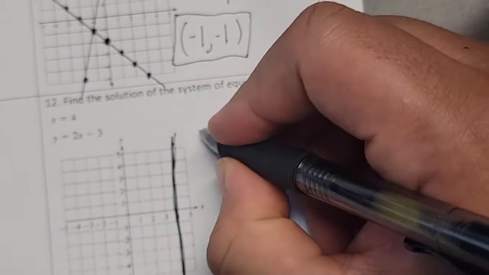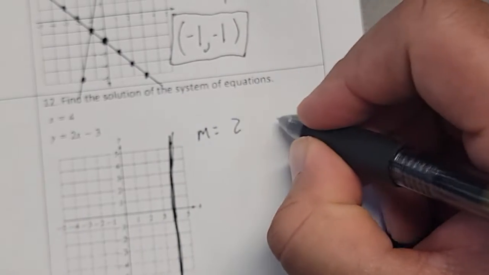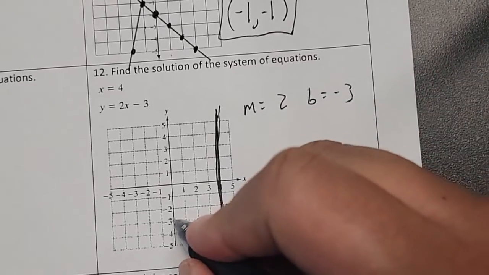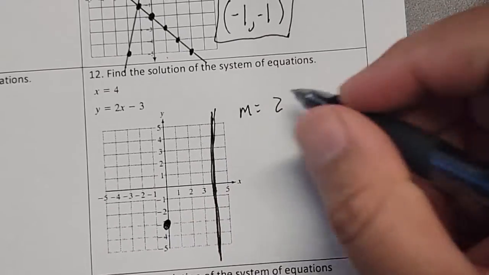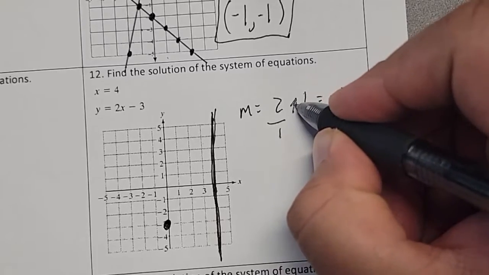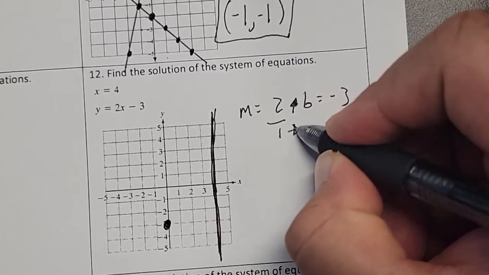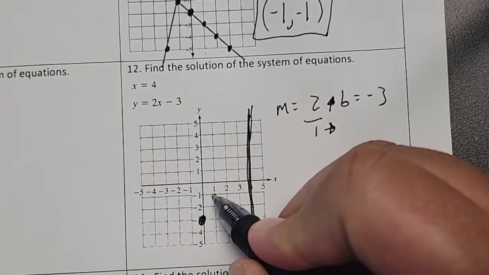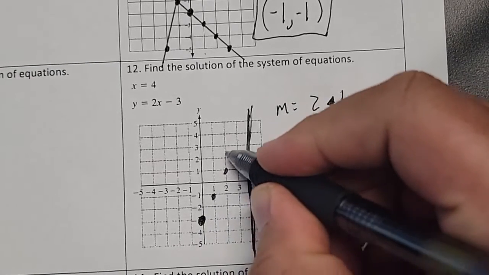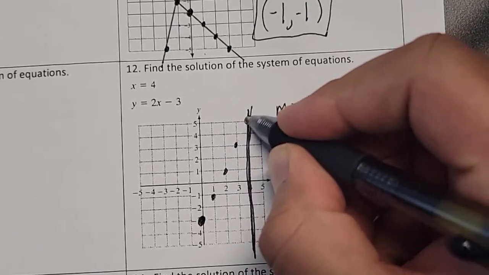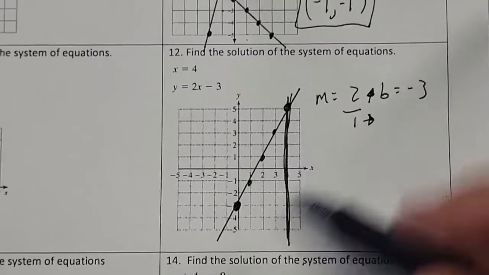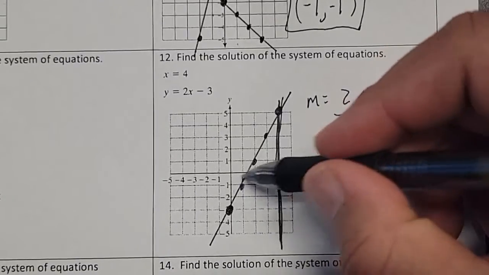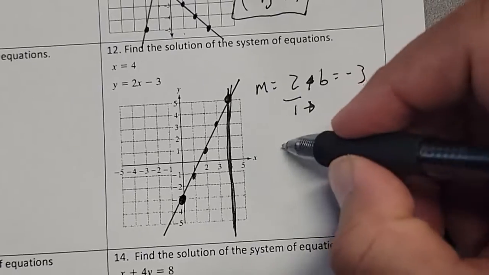So my slope is 2. My y-intercept is -3 because this is a minus. So I'm going to put here -3. Now I need to put a 1 under it. The 2 is positive, so it goes up. The 1 always goes to the right. So from here, go up 2 over 1, up 2 over 1, up 2 over 1, up 2 over 1. All right, so we have our lines. So if you notice, this point is where they touch. So this is going to be 4, positive 5. That's my answer.